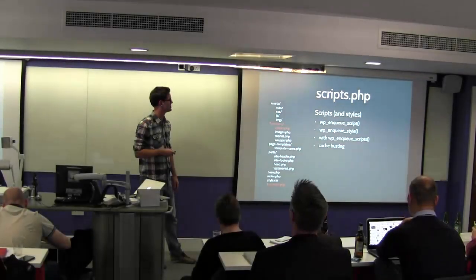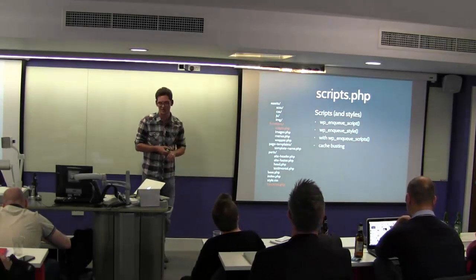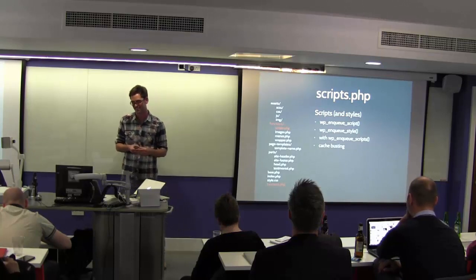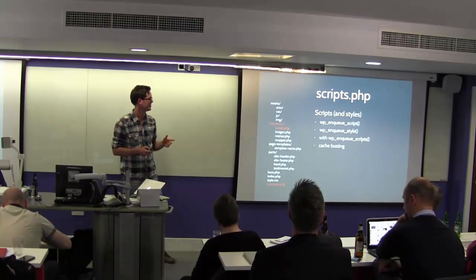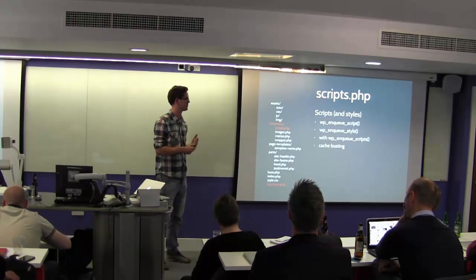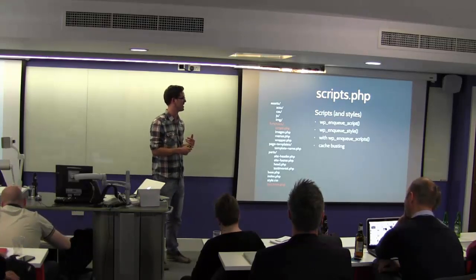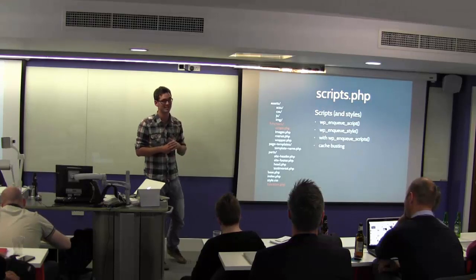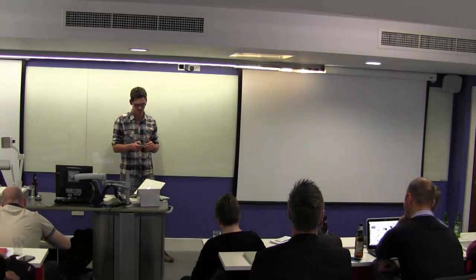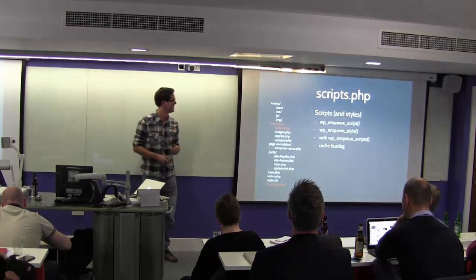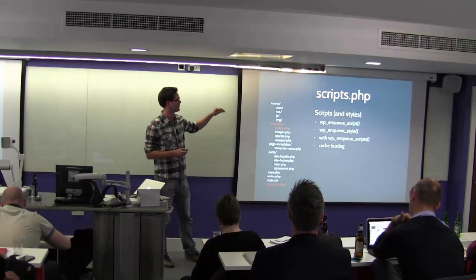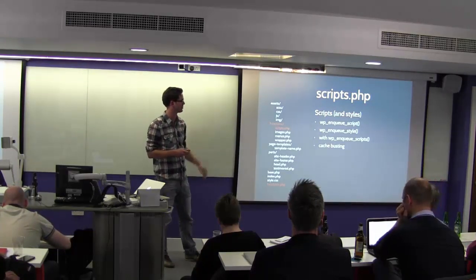So scripts.php. Again, this is pretty basic theming stuff, but I think it's worth repeating that you should be using these enqueue functions for your style sheets and your scripts. People still add scripts and styles directly to their head.php or header.php or things like that. Okay. So you should be using these wp_enqueue_script and wp_enqueue_style functions.